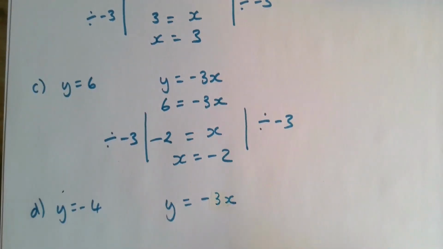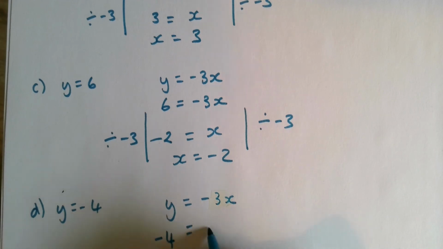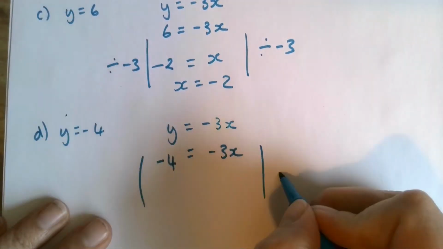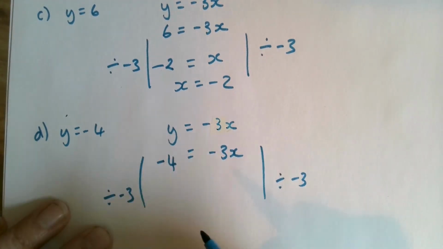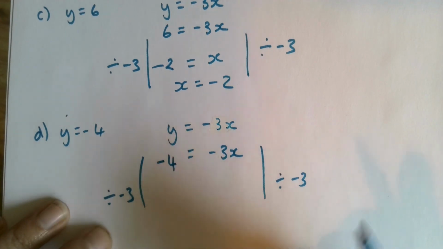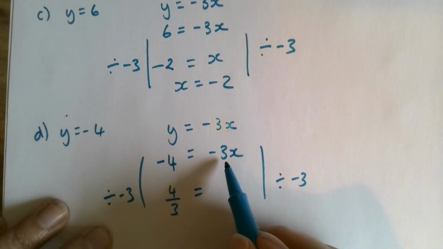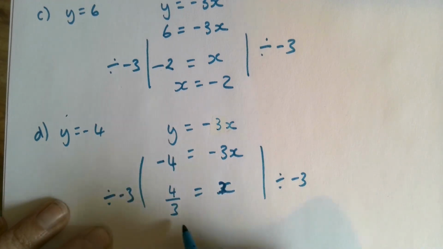Okay, and then fill in what we know. So we know y is minus 4, so I replace my y in my equation with minus 4. So minus 4 equals minus 3x. Divide both sides of my equation by minus 3. So 4 over 3, it's going to be a decimal or a fraction. I'm just going to write it as 4 over 3 first of all. Negative divided by negative gives me a positive. Minus 3x divided by minus 3 just gives me x. So x is 4 over 3, I can write as 1 1/3.